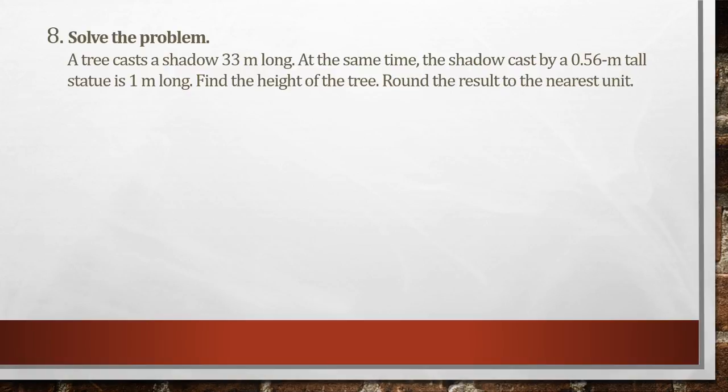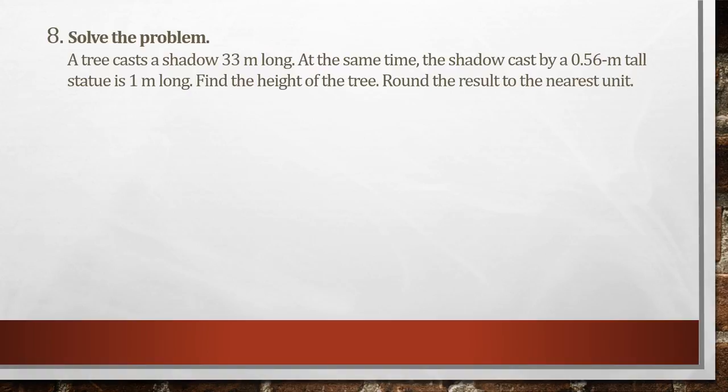Okay, let's go to problem number 8. Solve the problem. A tree casts a shadow 33 meters long. At the same time, the shadow cast by a 0.56 meter tall statue is 1 meter long. Find the height of the tree and round the result to the nearest unit. So I'm a visual person. I'm just going to draw myself a little picture.